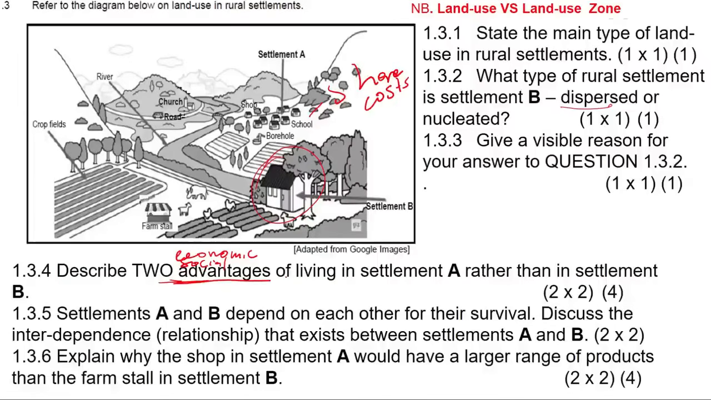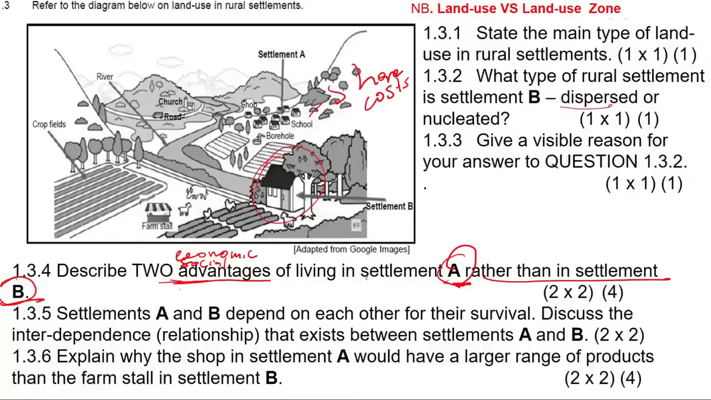But the question, you must make sure that you account for A and you account for B because it says describe two advantages of living in settlement A rather than in settlement B. So you must state why it is advantageous to live at A and why it is a disadvantage to live at B. You cannot just say one, you must account for both because you are comparing here.